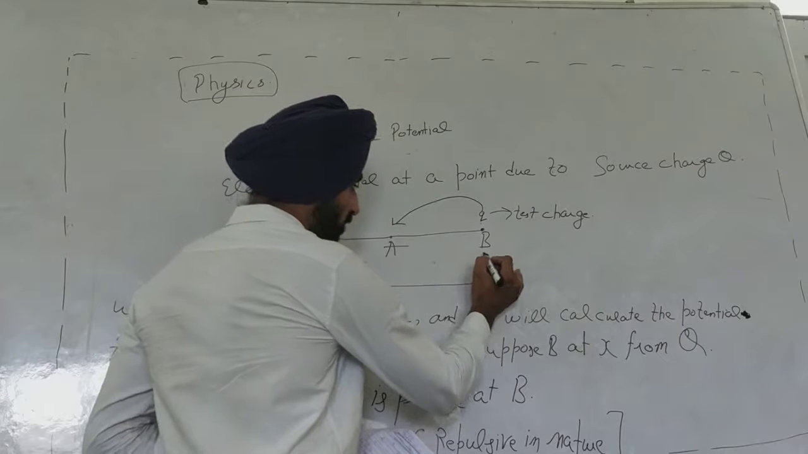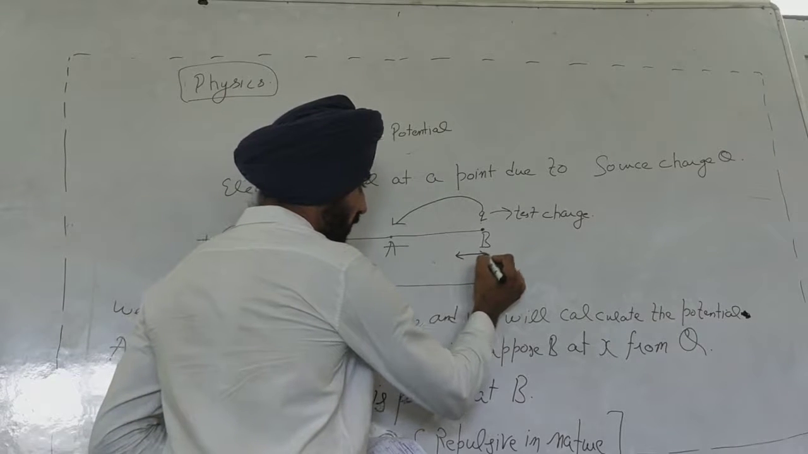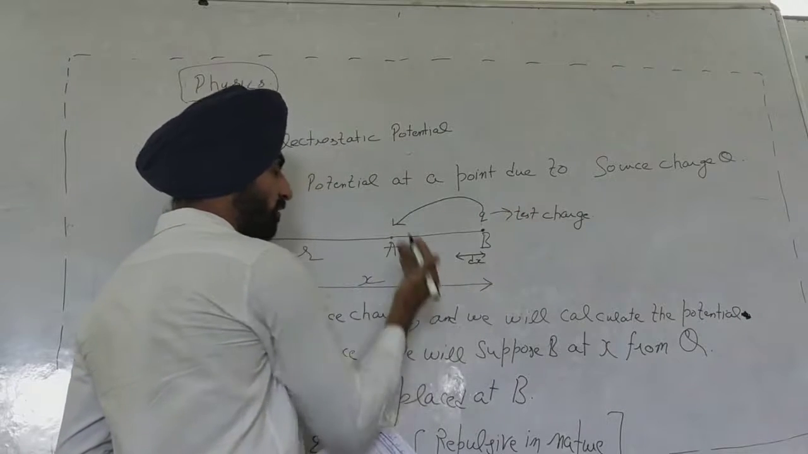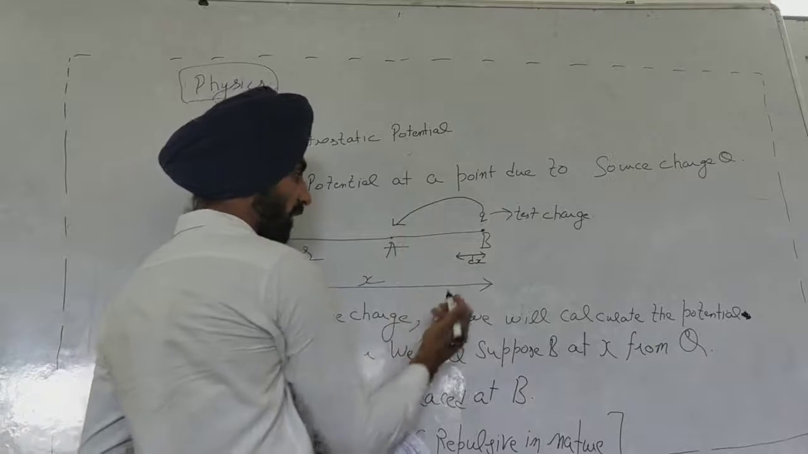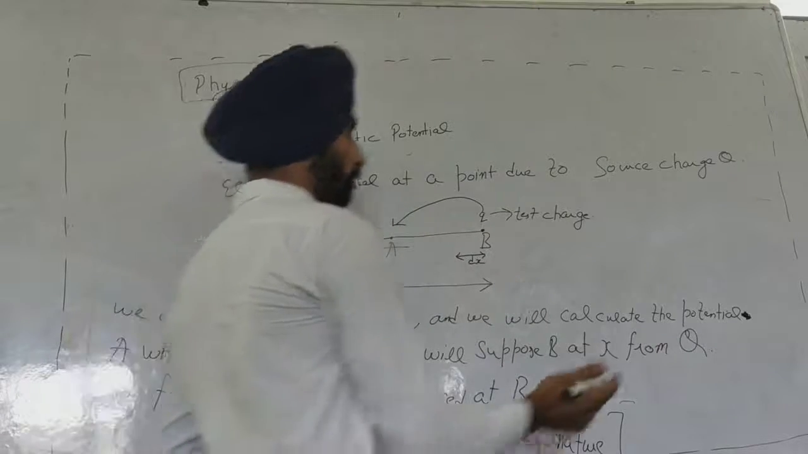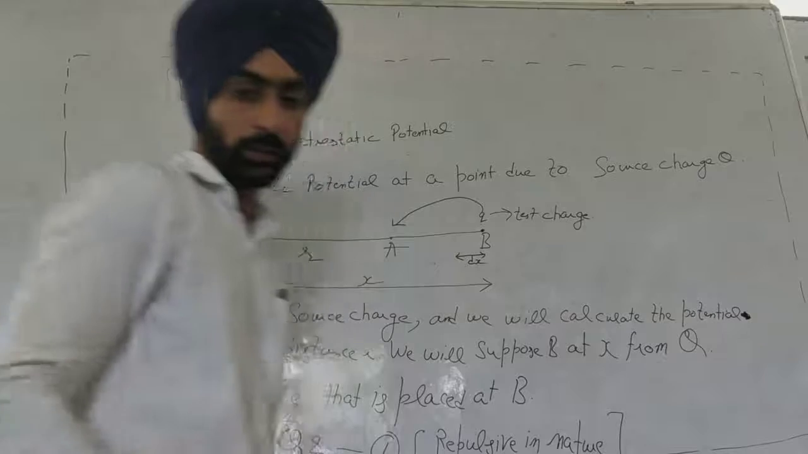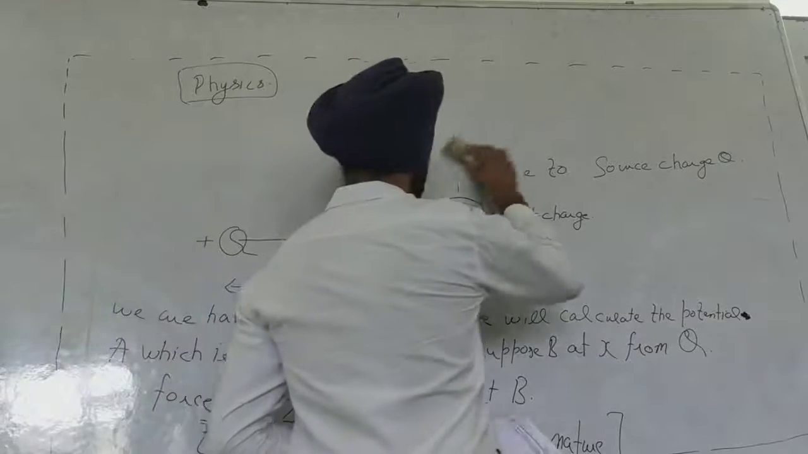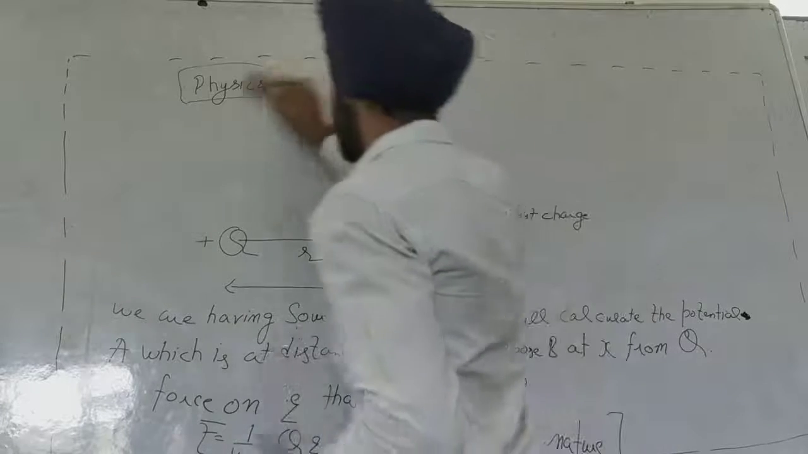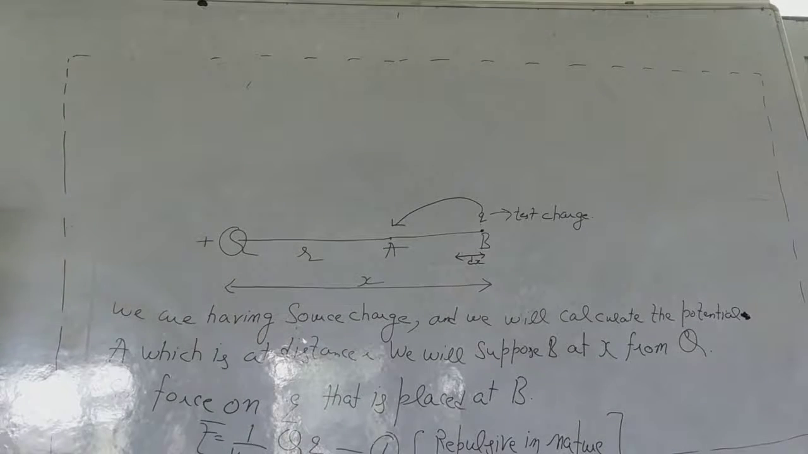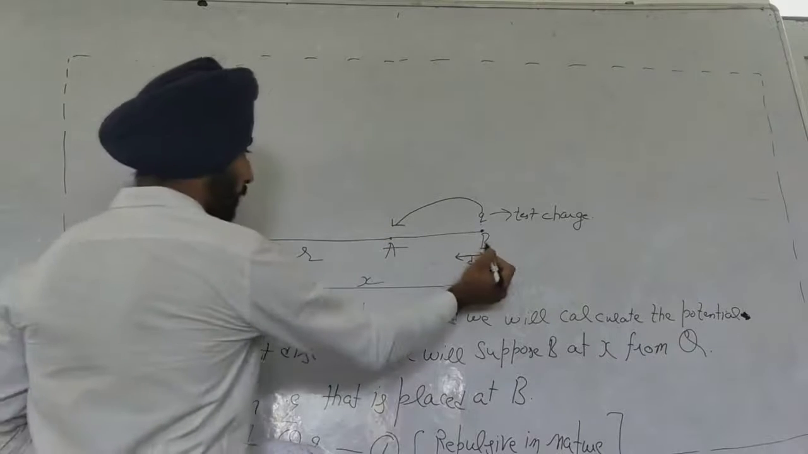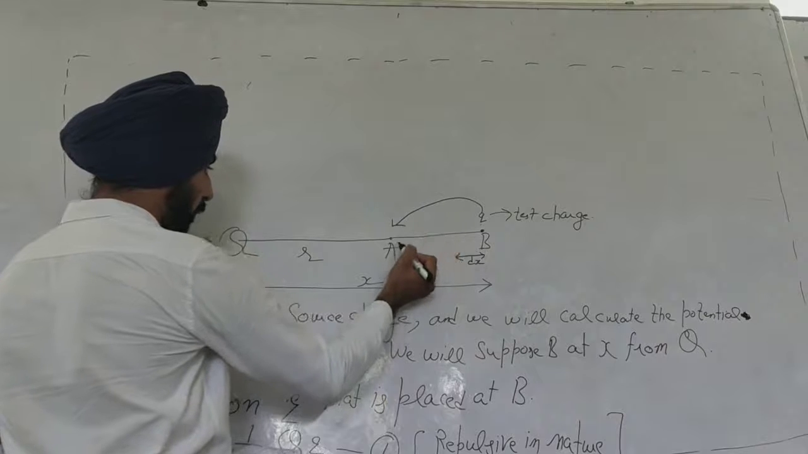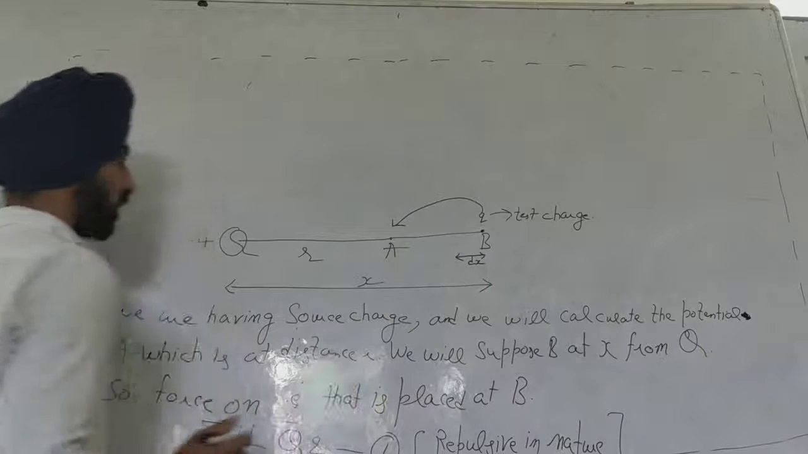Suppose I brought this test charge through a small distance dx. That means I have to apply force in this direction and displacement will be in this direction. There will be work done. So you are applying force on this test charge in order to bring it from point B to point A. You are doing work on this charge.